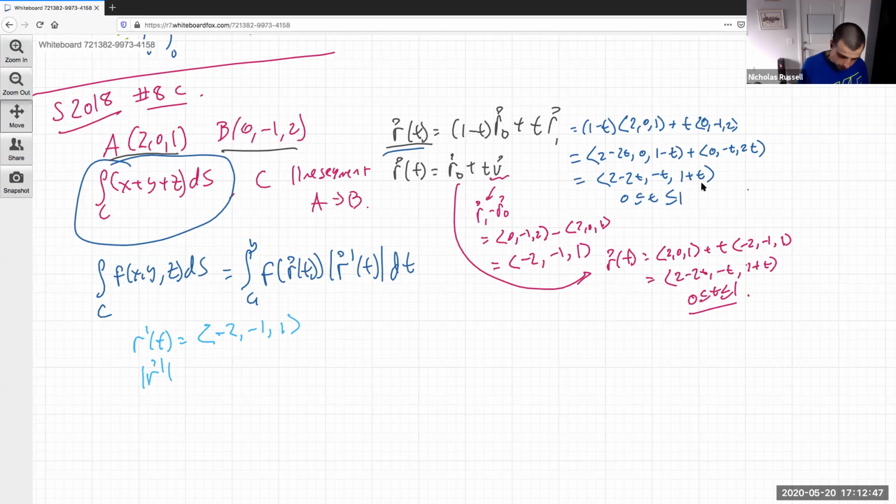And the magnitude of r prime of t, which I need, is just going to be equal to the square root of 4 plus 1 plus 1, which is equal to the square root of 6. That's all kind of nice.